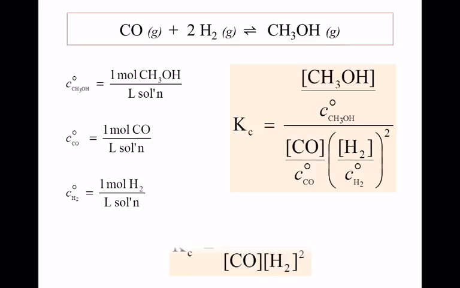Exactly. And so what you'll see is the equilibrium constant expression for this equilibrium written just like this. That's how you'll see it. And again, what's happening behind the scenes is basically the units are being removed. So the units of Kc will be unitless.